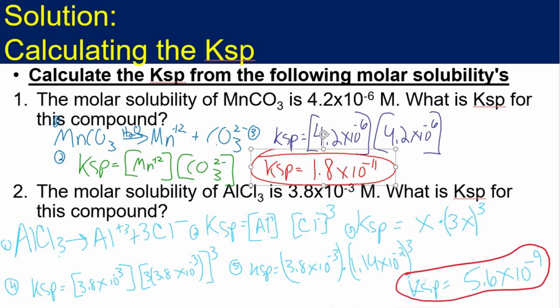So when I write my Ksp, I know that my Ksp is going to be this, with the chloride raised to the third power. And when I go to do the math, I have to remind myself that my chloride concentration is going to be 3 times that of my aluminum. So it's 3x. And of course, we're raising it to the third power here. So you'll notice I am going step by step. And eventually I wind up with a Ksp that is equal to 5.6 times 10 to the minus 9.